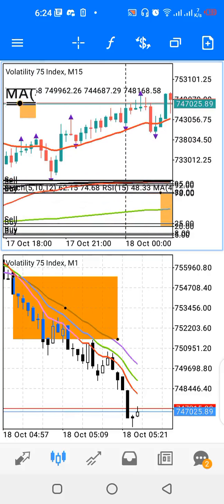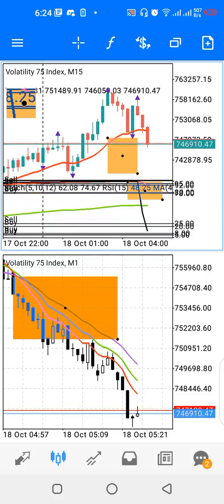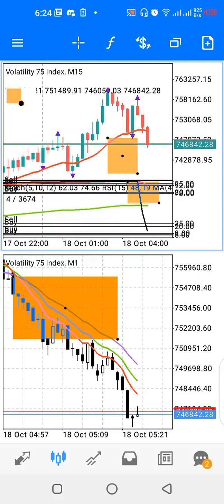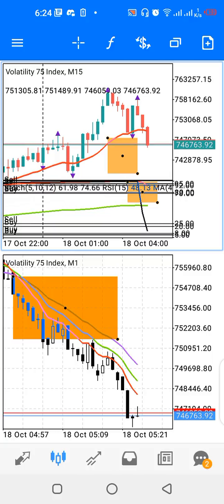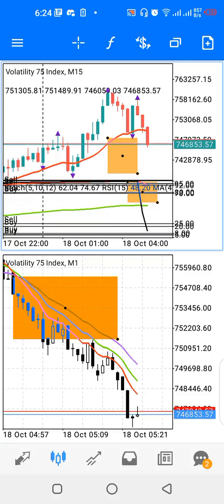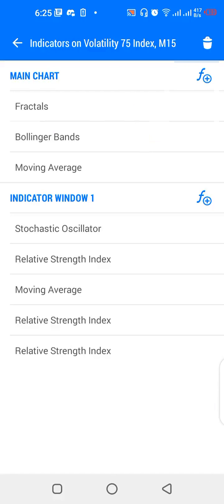What we have on the chart currently is a bearish signal indicating that price will drop as the black and red line drops below the 80-90 stochastic level. So that's that for the indicators on the upper window.